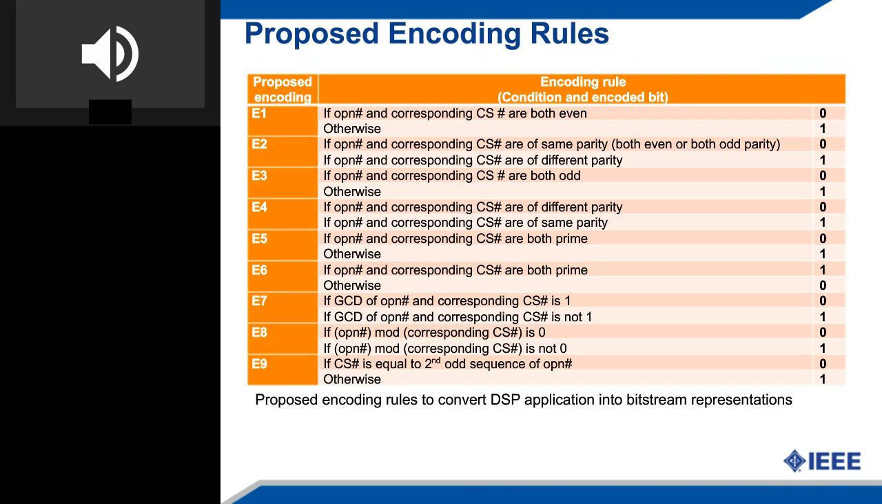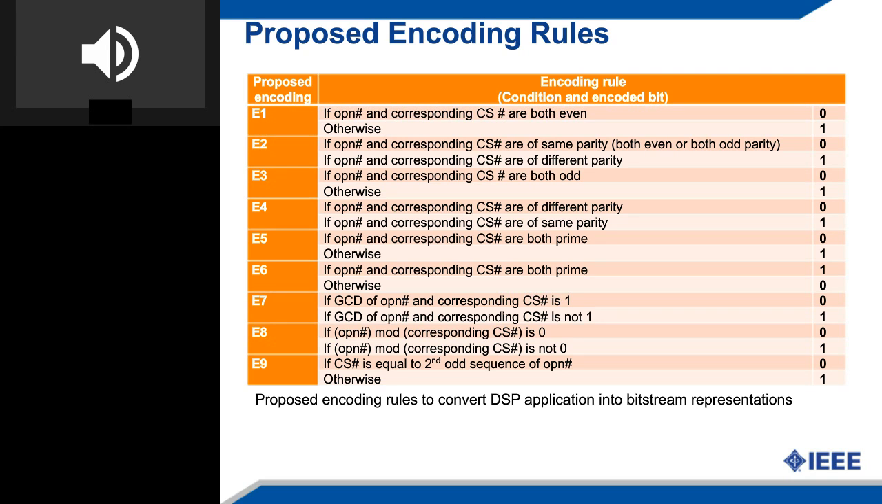So I was talking about having n encoding algorithms or rules that could produce m-bit output based on the DSP application. Some examples of those encoding algorithms are shown in this slide. For example, encoding algorithm E1 would mean that if the operation number and the corresponding control step number are both even, then we have a 0. Otherwise, it's a 1. Encoding rule number 2 states that if the operation number and the corresponding control step number are of the same parity, then it's a 0. Else, it's a 1. E3 states that if the operation number and the corresponding control step number both are odd, then it's a 0, else it's a 1, and so on.